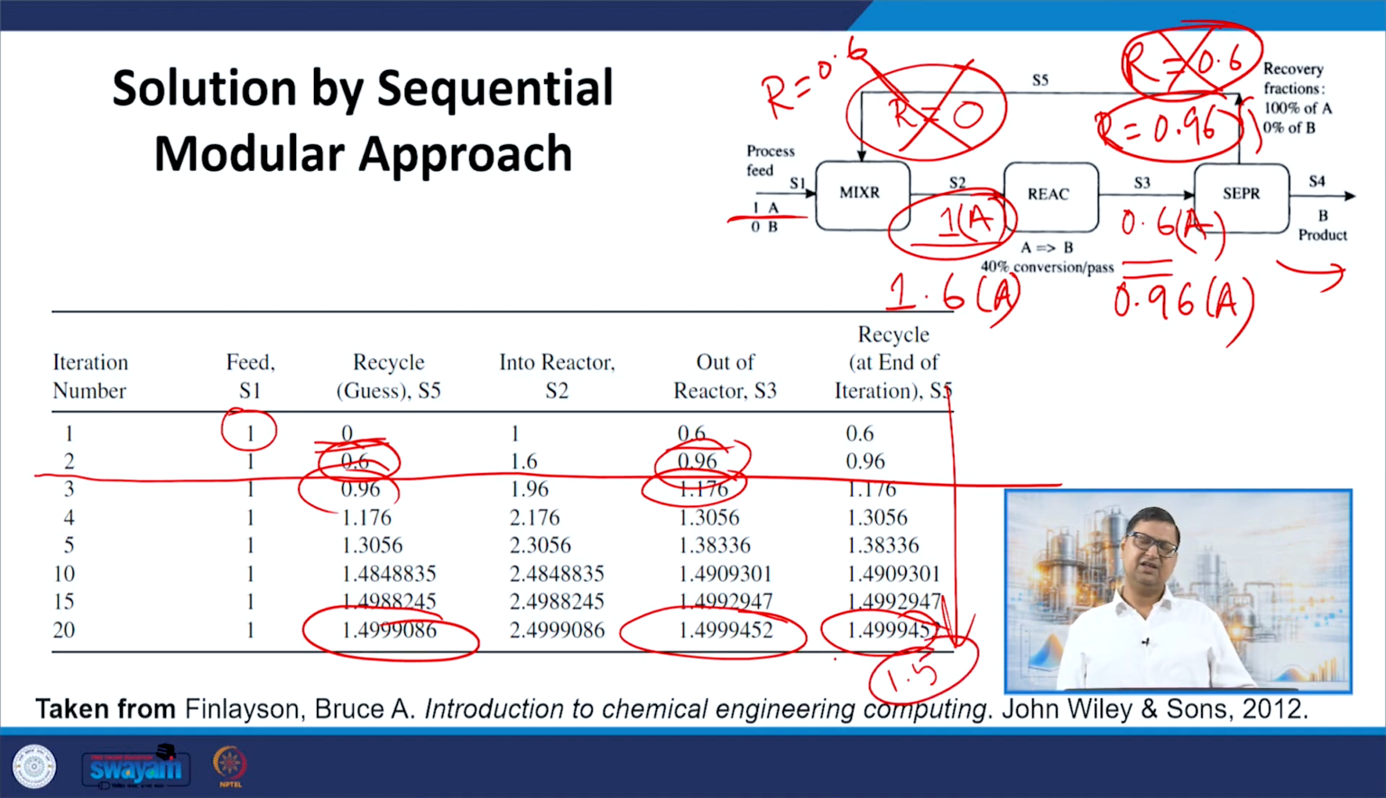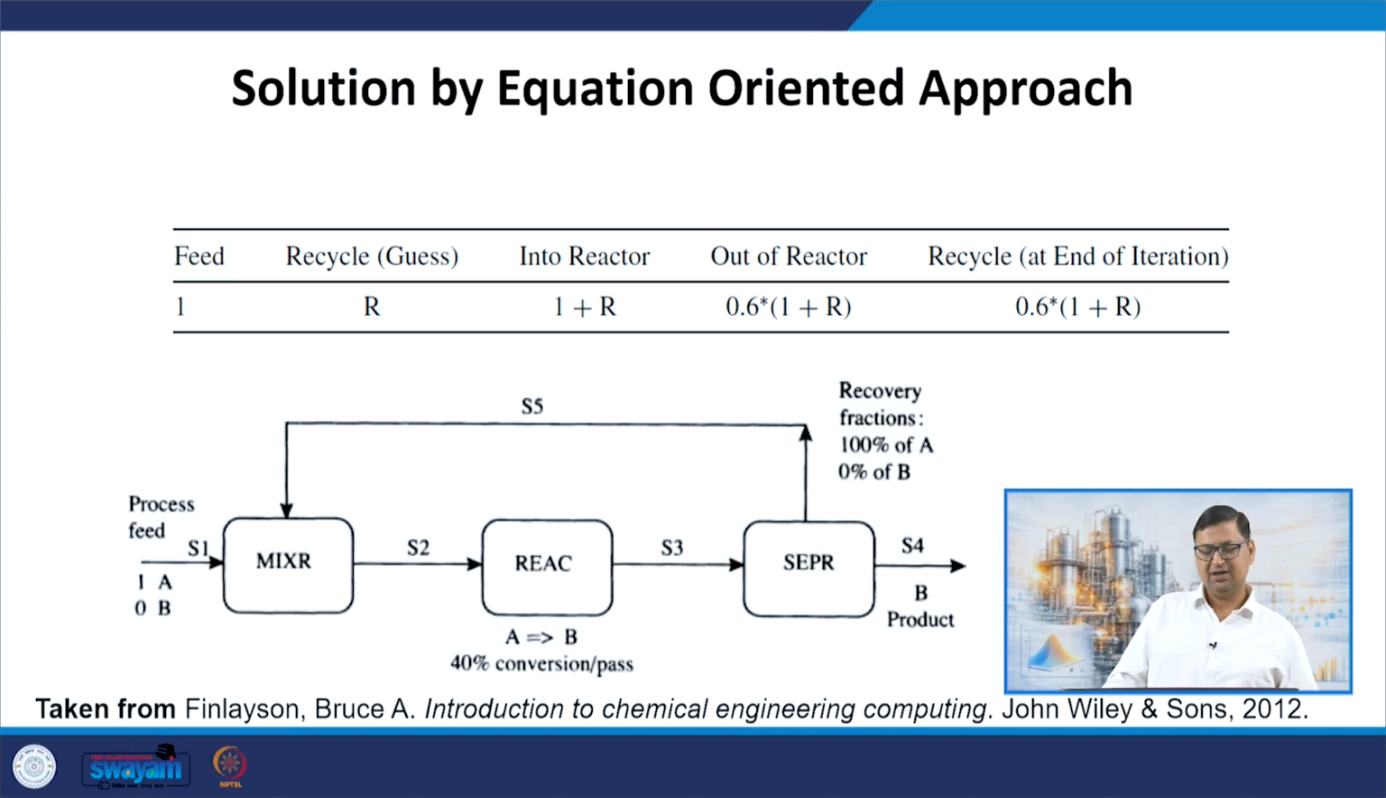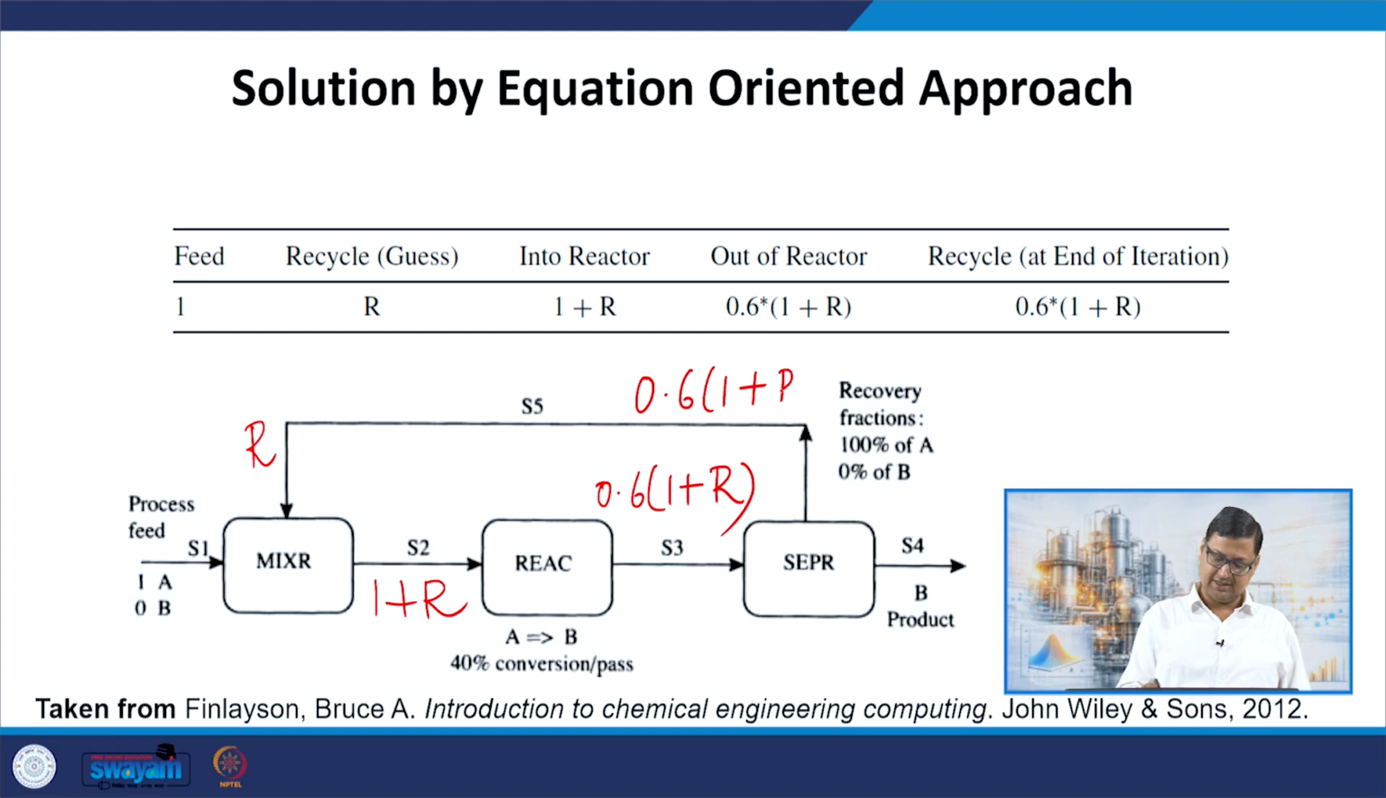And I am fairly close to it in only 20 iterations. Let us think about the equation oriented approach. Now you see, if r would have come here, then 1 plus r should have gone here, and now 40% got converted. So what is remaining is 0.6 into 1 plus r, and all of it gets here. And again I am doing it all for A.